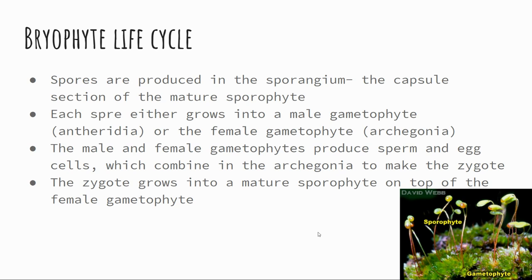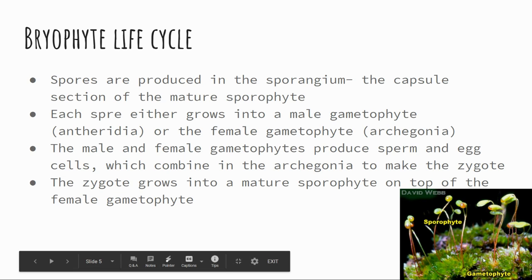Those are 2 important terms to know. If you're asked on the test, what is an antheridia, you should know that it's a male gametophyte. The male and female gametophytes produce sperm and egg cells, which combine in the archegonia to make a zygote. The zygote grows into a mature sporophyte on top of the female gametophyte.